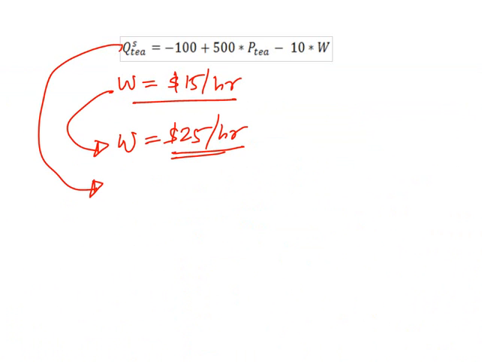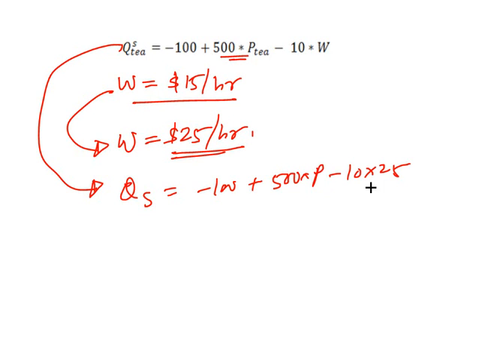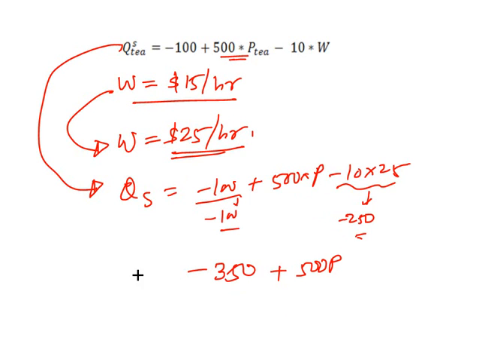So if you assume that the wage has changed to $25 per hour, let's say quantity supplied will become minus 100 plus 500 into price, minus 10 into 25, this is minus 250, and this is minus 100. The combination of this will become minus 350 plus 500 into P. This is the quantity supplied.